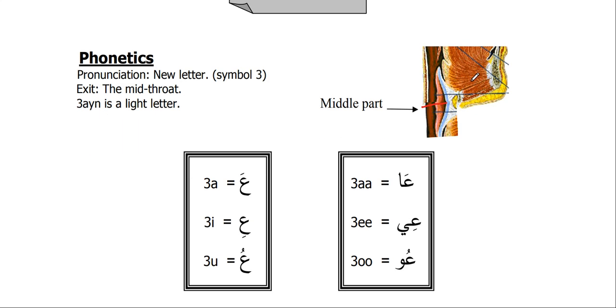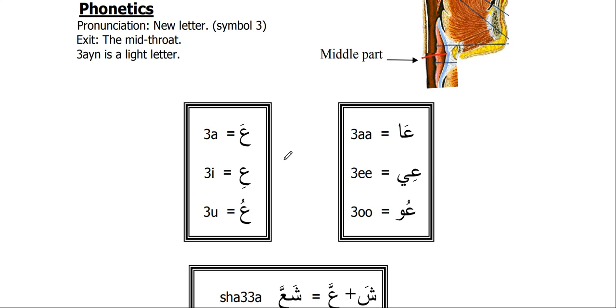Now, after the pronunciation and the articulation, as you can see in the separate boxes, Ain with the three harakas and Ain with the three long vowels. So, how are you going to pronounce Ain with fatha only? A, I, and O. And with the long vowels, how are you going to pronounce it? You need to prolong the sound by two counts. And I with two counts. And O with two counts.